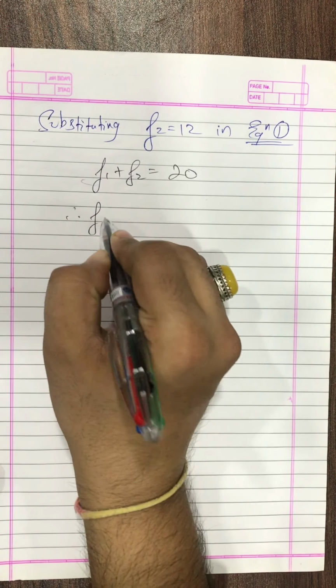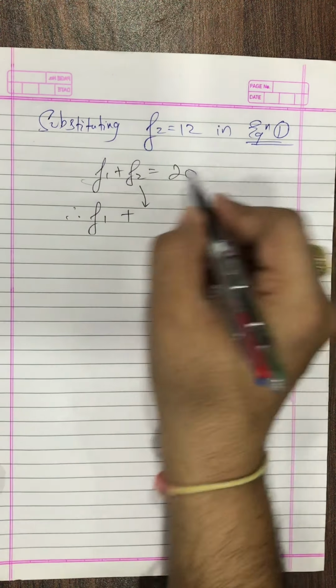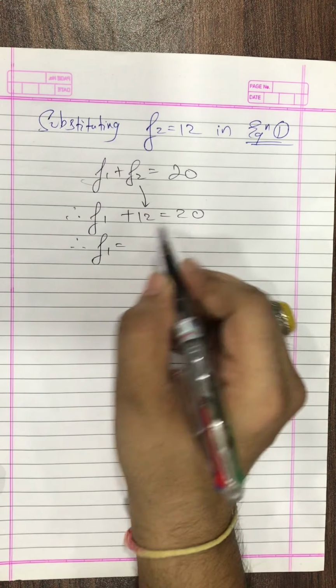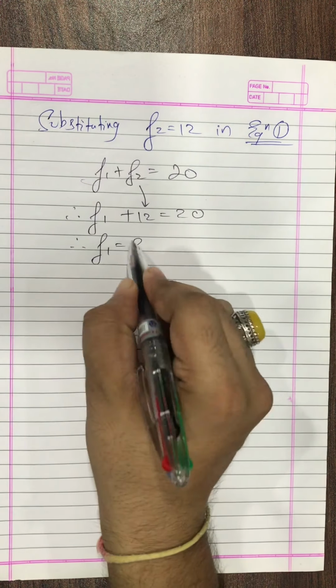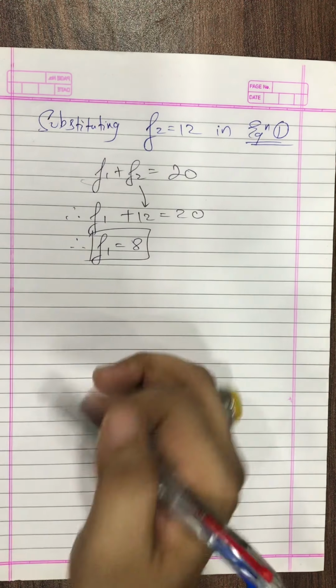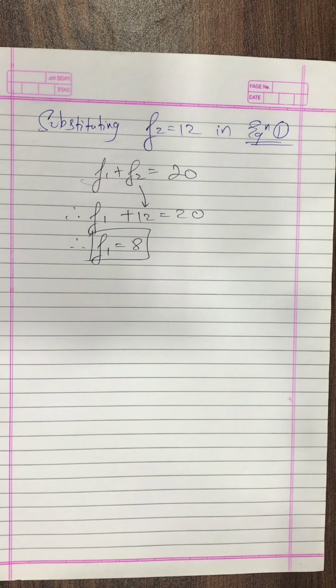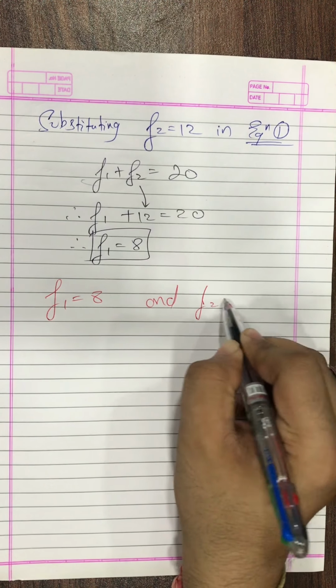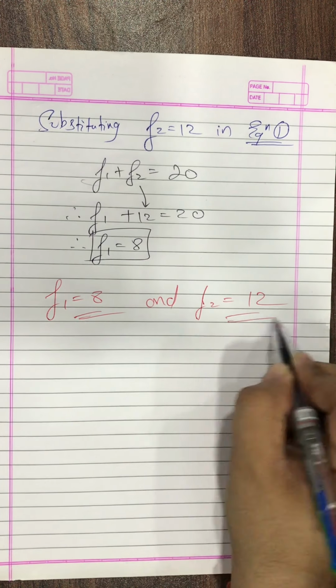So therefore, f1 plus, at the place of f2, I'll put 12 is equal to 20. Therefore, f1 is equal to 20 minus 12, and it's nothing but 8. So students, we got the two unknown values. What are our two unknown values? f1 is equal to 8 and f2 is equal to 12. These are our two unknown values.